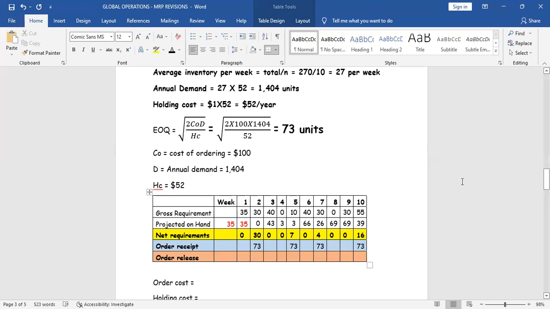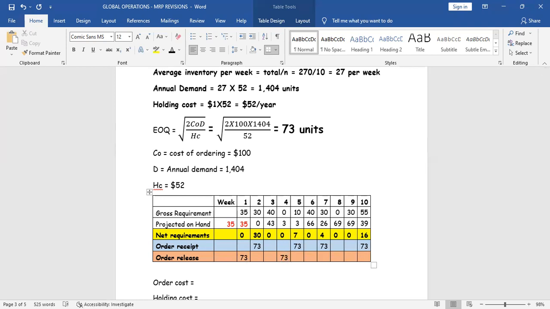Order release. Again, here the lead time we've been told is 1 week. So everything that we need in week 2 should be ordered in week 1. So order release for week 2 will be here, 73. We'll place an order of 73 in week 1, which should be received in week 2. We'll place an order here, 73 in week 4, which should be received in week 5. Just like that. So we'll be ordering prior to the time it is required.